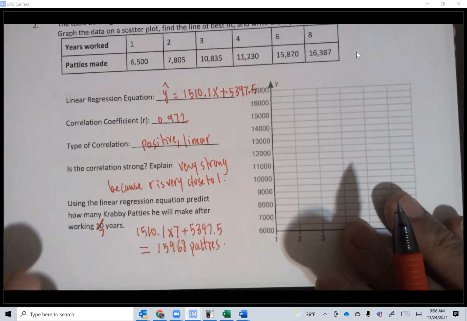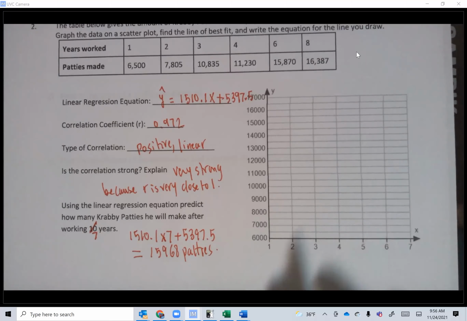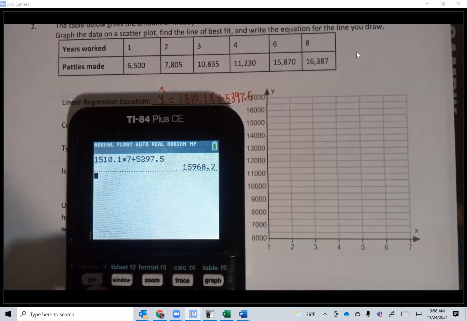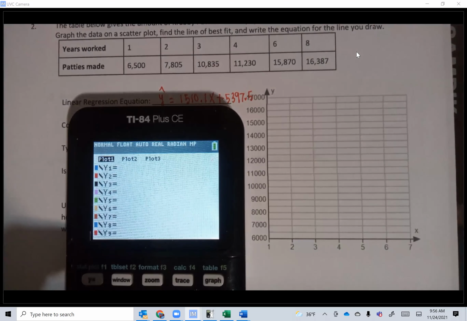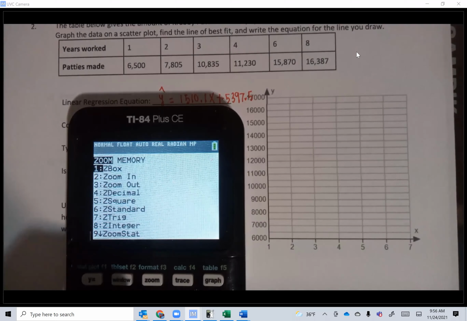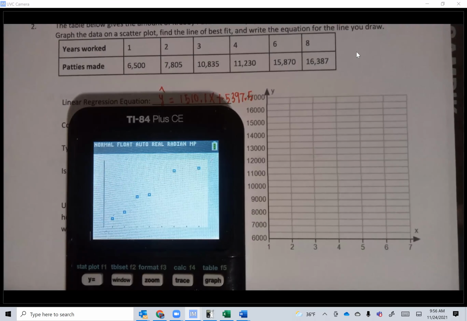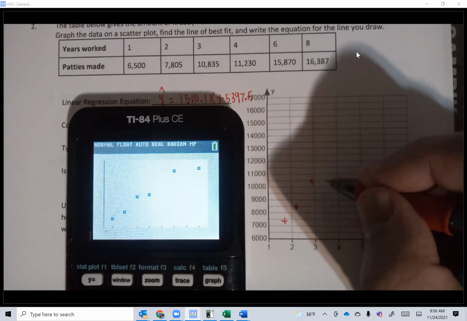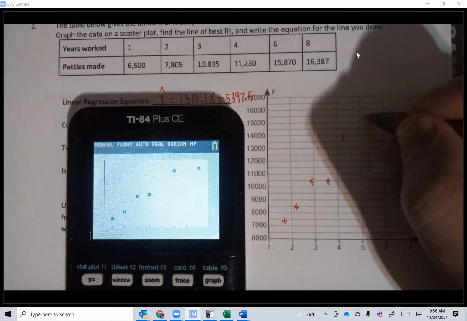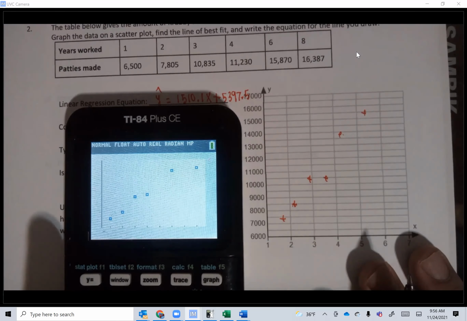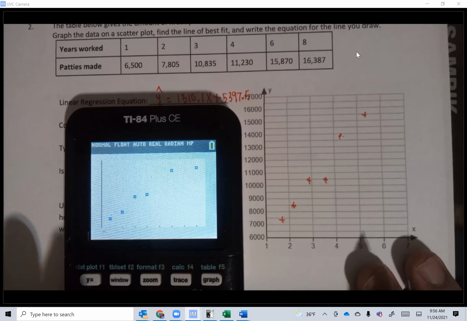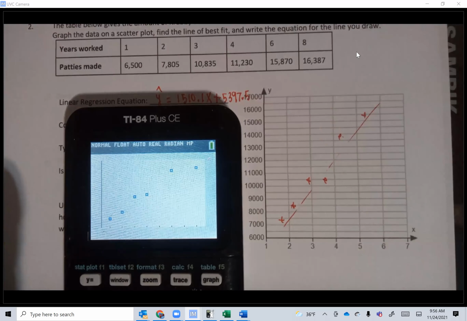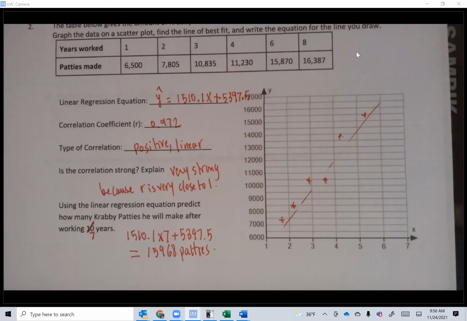Okay. If you want to see the scatter plot, guys, here is the scatter plot. Watch. You go to y equals. Sorry, zoom and number 9. If you're asked to just jot it down, I would just do something like that. That's the scatter plot. And the line of best fit, guys, I think it's just going to be something like this. That's a line of best fit if you are to graph it.